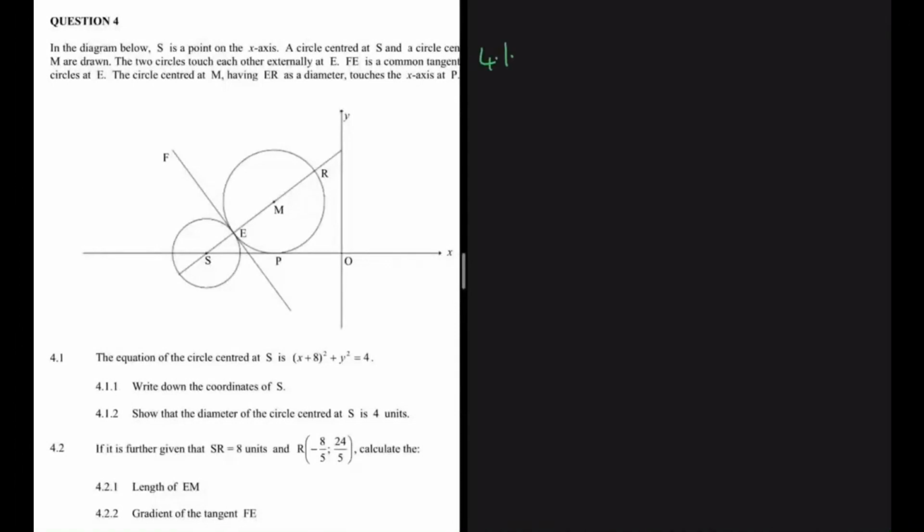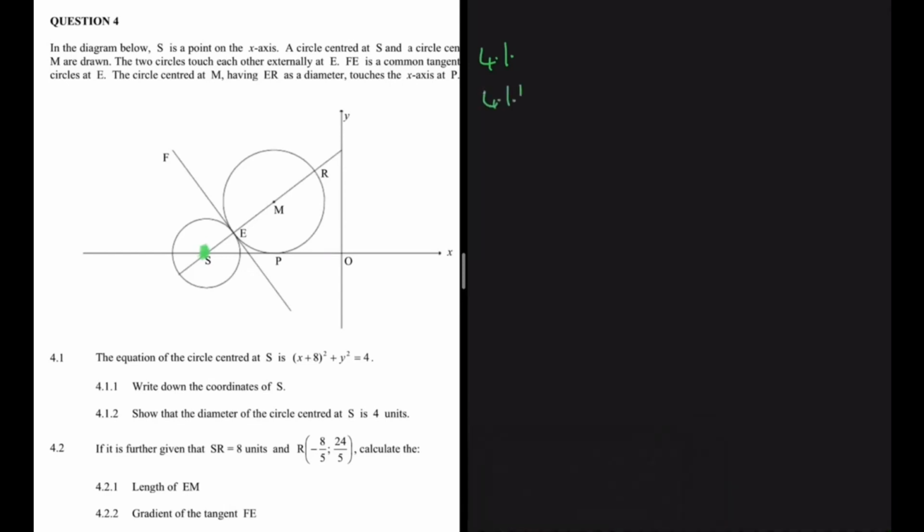4.1 says the equation of the circle centered at S, yes, S on the diagram, is (x + 8)² + y² = 4. 4.1.1, write down the coordinates of S, right?